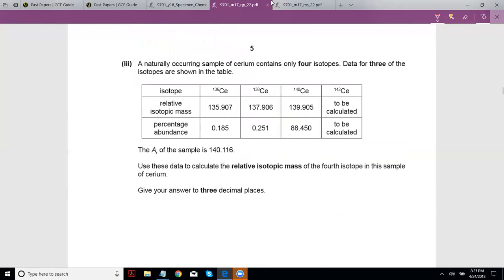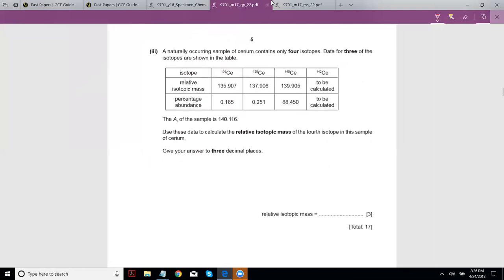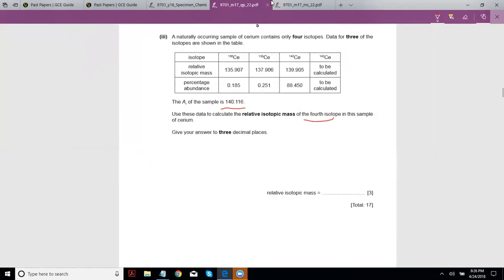A naturally occurring sample of cerium contains only 4 isotopes. Data for 3 isotopes are shown. The Ar of the sample is this. Use the data to calculate the relative isotopic mass of the fourth isotope in this sample. Give your answer to 3 decimal places.